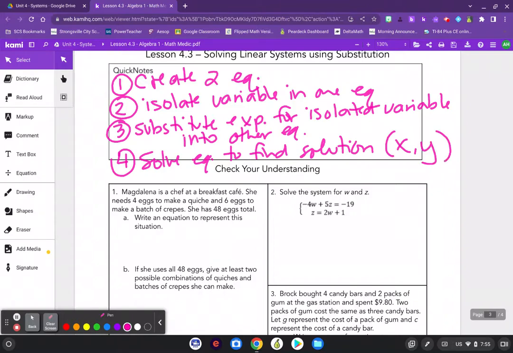But if you look down at problem 2, I have w and z. Well, I guess w technically comes first in the alphabet. But if that's the case, then we would just say x equals and y equals, or w equals and z equals. And so in class, people worked in their tables to work through the check your understanding.